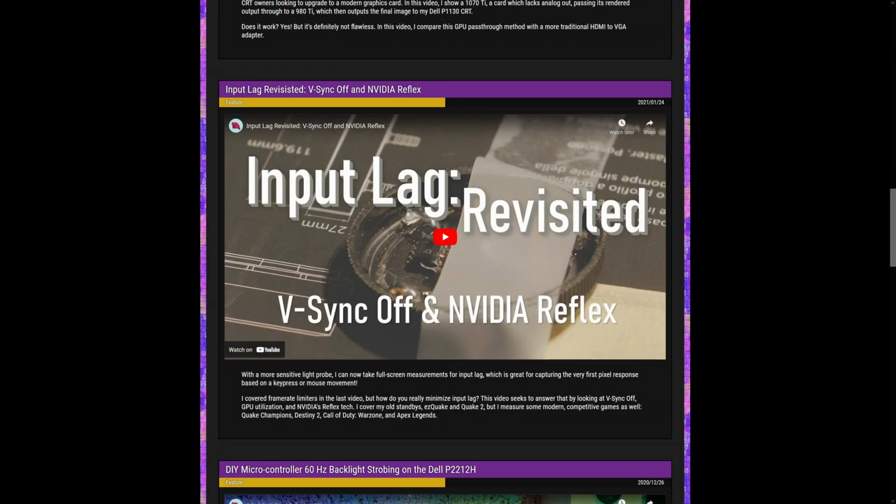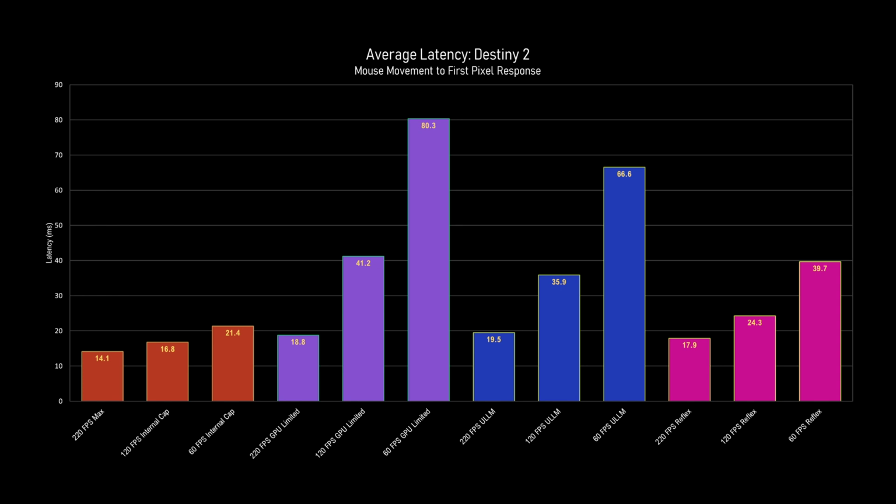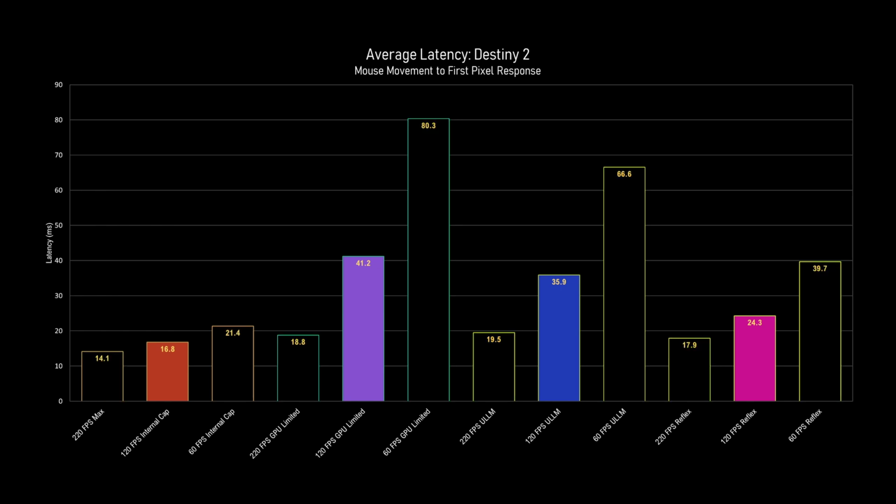In my Input Lag Revisited video, I showed this mouse movement to first pixel response chart for Destiny 2, and I want to look in particular at the 120fps results. With Destiny 2's internal frame rate cap set at 120, the average lag was only 16.8 milliseconds, which we can use as a baseline. That's quite a bit higher than an 8000 Hz polling lag of 0.125 milliseconds. But when GPU limited at that same frame rate, the lag more than doubles to 41.2. The other two GPU-limited results, 35.9 and 24.3 milliseconds, show the benefit of using something like NVIDIA's ultra-low latency mode, or Reflex.